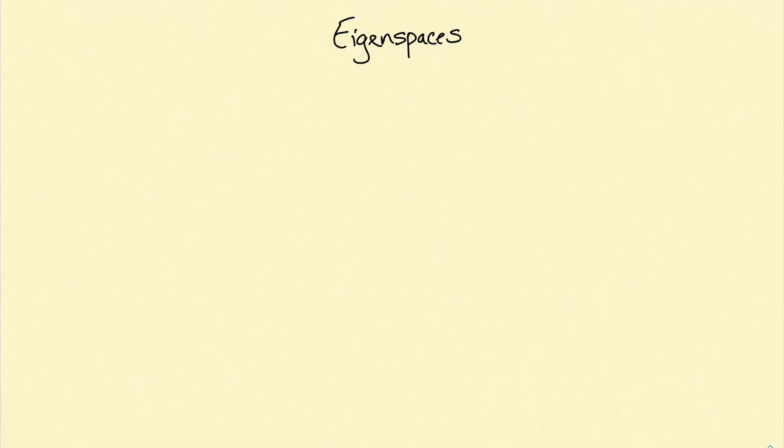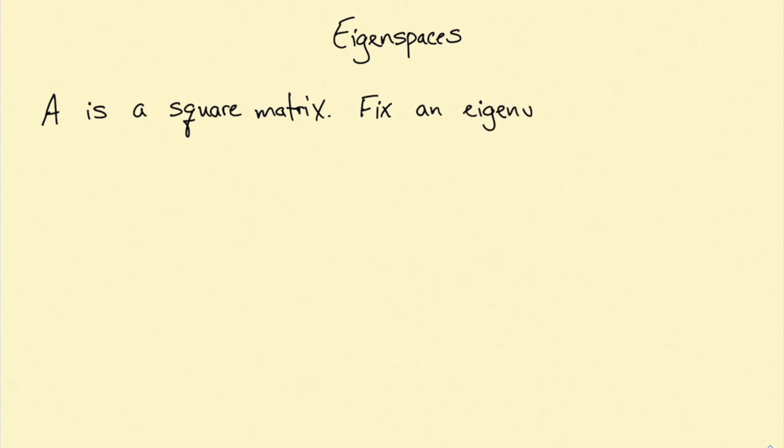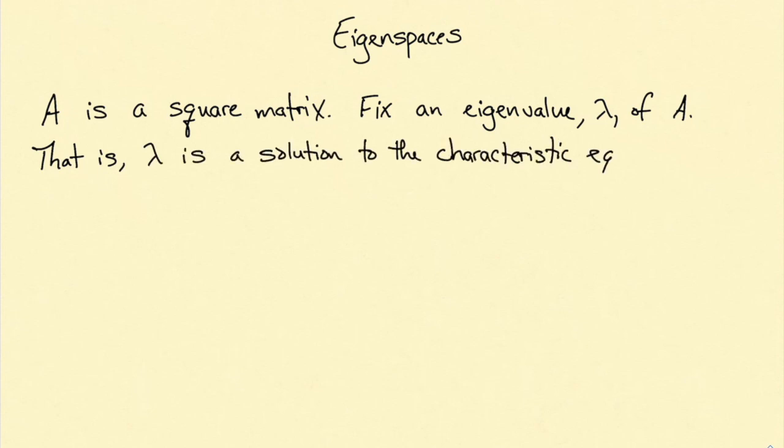So now that we've seen the eigenvalues of a square matrix A are the solutions to the characteristic polynomial, our goal is to use these eigenvalues to find the eigenvectors. So as before, we're going to require that A is a square matrix, and we're going to fix an eigenvalue lambda. That is, lambda is a solution to the characteristic equation.